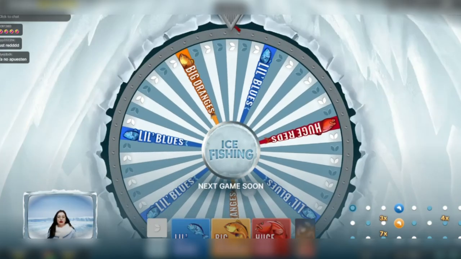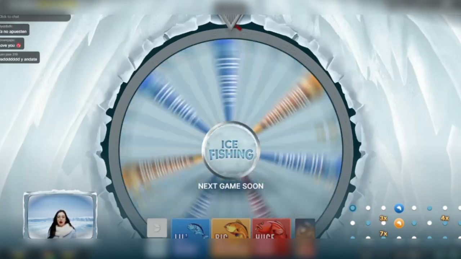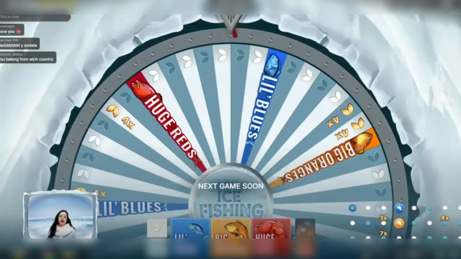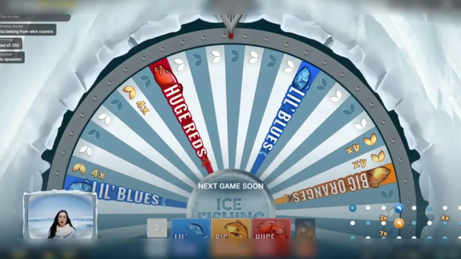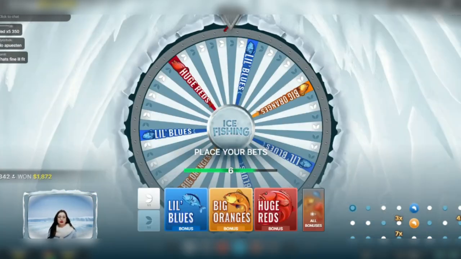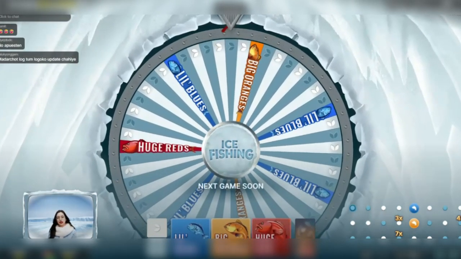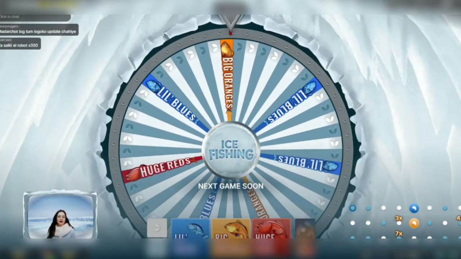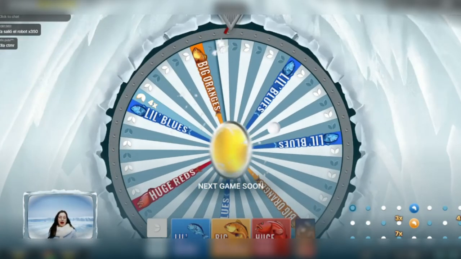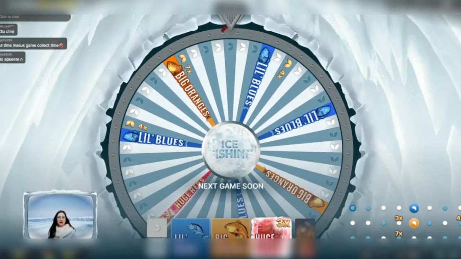Ice Fishing runs on a 5-reel grid set on a frozen lake, and the entire game is built around one core mechanical event, the fishing bonus. Understanding exactly how that bonus works, what feeds into it, and how to read it while it is active is the practical difference between treating this as a passive spin-and-watch experience and playing it intelligently.